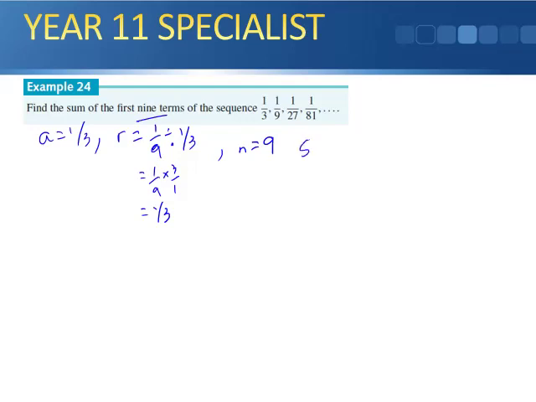So I've got my rule. S of 9 equals my A, then my R is 1/3 to the power of n minus 1, divided by R minus 1, which is 1/3 minus 1. Now, I should do this all on our calculator. Okay, when we end up doing this, we end up getting 0.4999975.